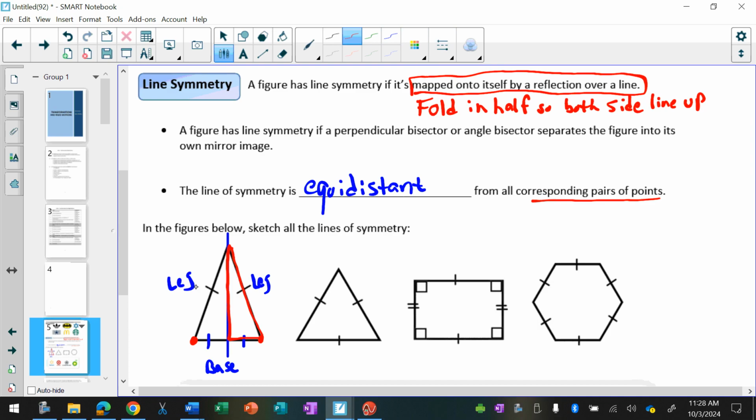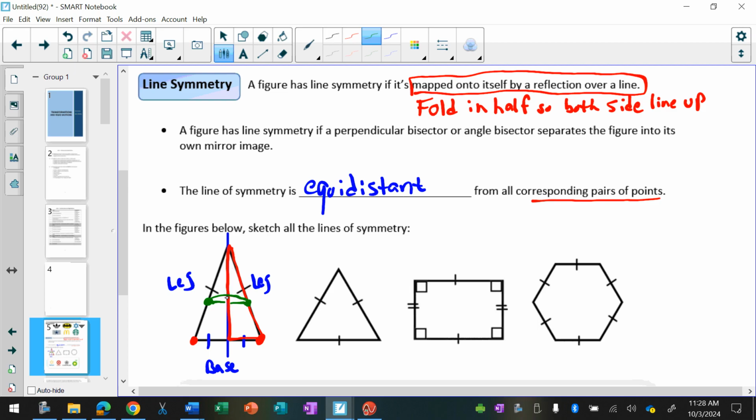So this corner down here corresponds to this corner over here, because when I fold it in half, they would fall on top of each other. So that's what we mean by the line of symmetry is equidistant from all corresponding pairs of points. If I picked the point in the middle over here, it would perfectly map onto the point in the middle over there. So those are corresponding points. They are both the same distance away from that line of symmetry, from the middle.